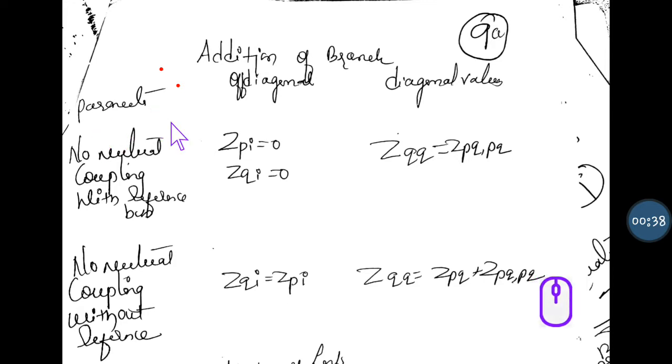Now if you are going for addition of branch, two conditions will be there: diagonal and off diagonal, because Z bus is a matrix having its own diagonal as well as off diagonal values. For off diagonal values, with no mutual coupling with reference bus, Z of PI is equal to 0 and Z of QI is equal to 0, whereas for diagonal, Z of QQ will be Z of PQ comma PQ.